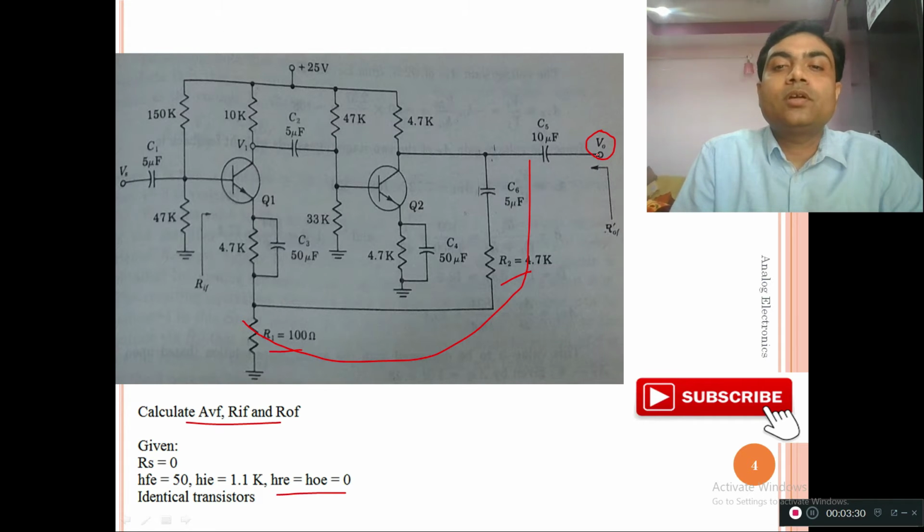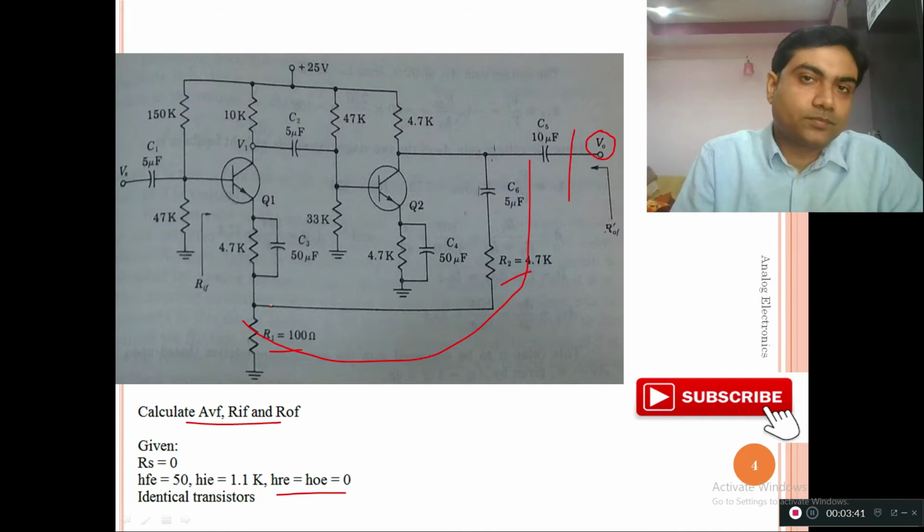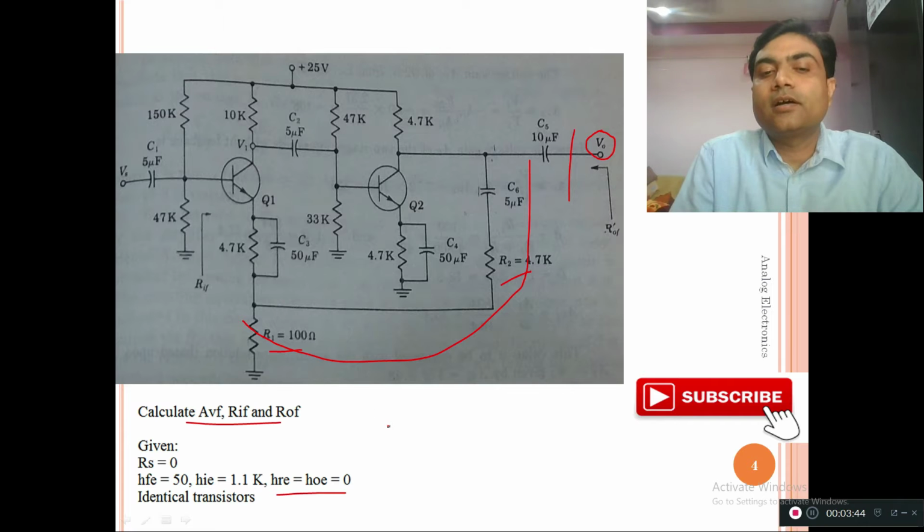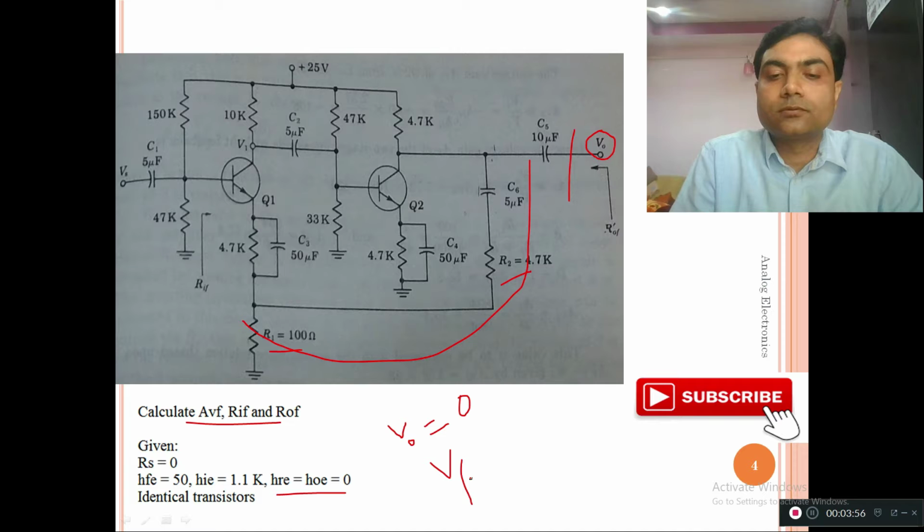So if I make VO equal to 0, or the output node short circuited, can there be any flow of current in the input circuitry? No, it is not possible. So definitely the sampling is voltage sampling. Why? Because by making VO equal to 0, we see that VF also becomes 0. When you find this kind of circuitry, you straight away come to the conclusion that this is voltage sampling.